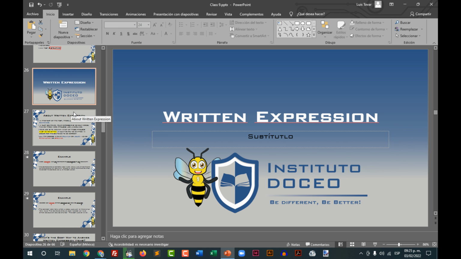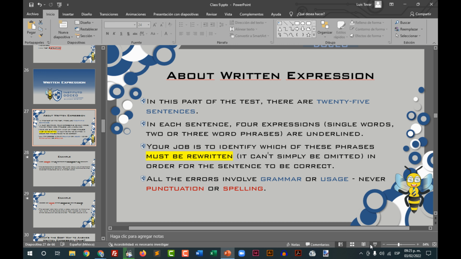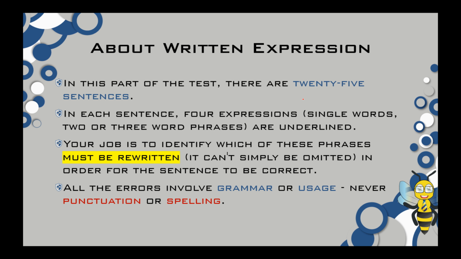Let me tell you some characteristics about this section. Number one, in this part of the test, there are 25 sentences. Okay, they will always have, or the TOEFL will always have 20 sentences about this. In each sentence, four expressions or single words, 2 or 3 word phrases are underlined. Okay? It might be only one word, it might have a phrase or a sentence or something. Okay? But there will always have four possible answers. Your job is to identify which of these phrases must be rewritten.